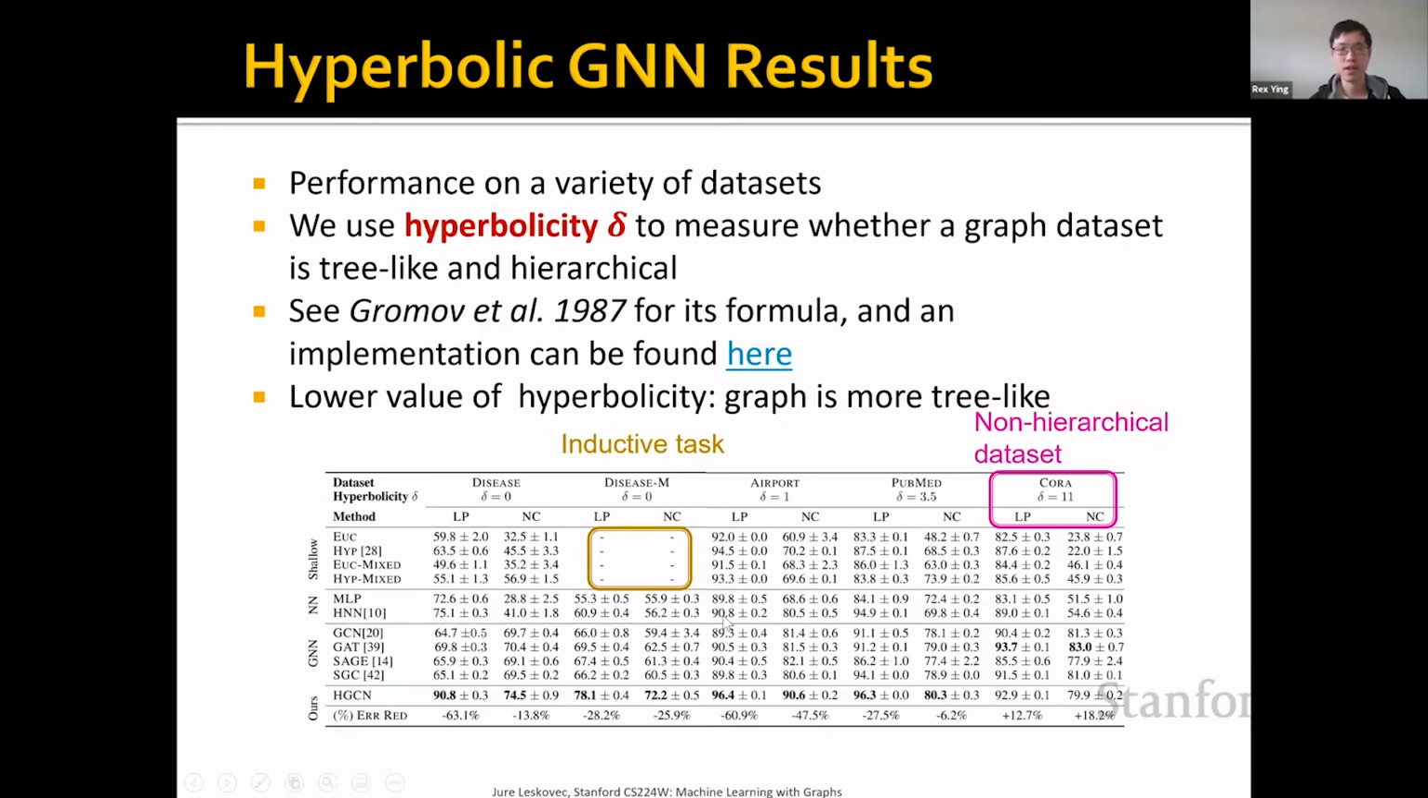We can see that the hyperbolic GNN tends to perform extremely well when hyperbolicity is low, which means that the graph is very tree-like. Whereas if the graph does not look like a tree, then the performance tends to drop. That's why the hyperbolic GNN is especially suitable for hierarchical and tree-like graphs.